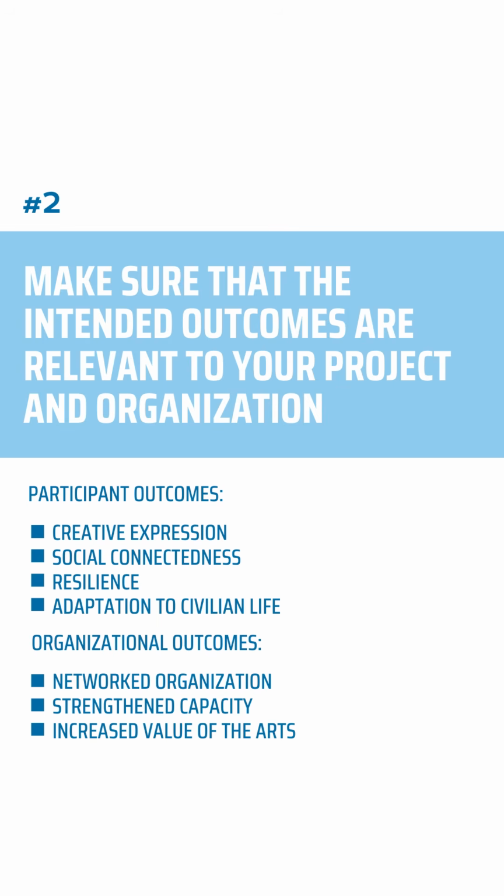Hint number 2. Make sure the intended participant and organizational outcomes of the grant program are relevant to your project. The intended participant outcomes include creative expression, social connectedness, resilience, and independence and successful adaptation to civilian life. Applicant organizations should be looking to build networks and partnerships that lead to stronger outcomes for participants, build their capacity to design, implement, and evaluate programs that meet the needs of participants, and utilize partnerships and activities that lead to an increased understanding of the value and impact of the arts across local participating networks and communities.